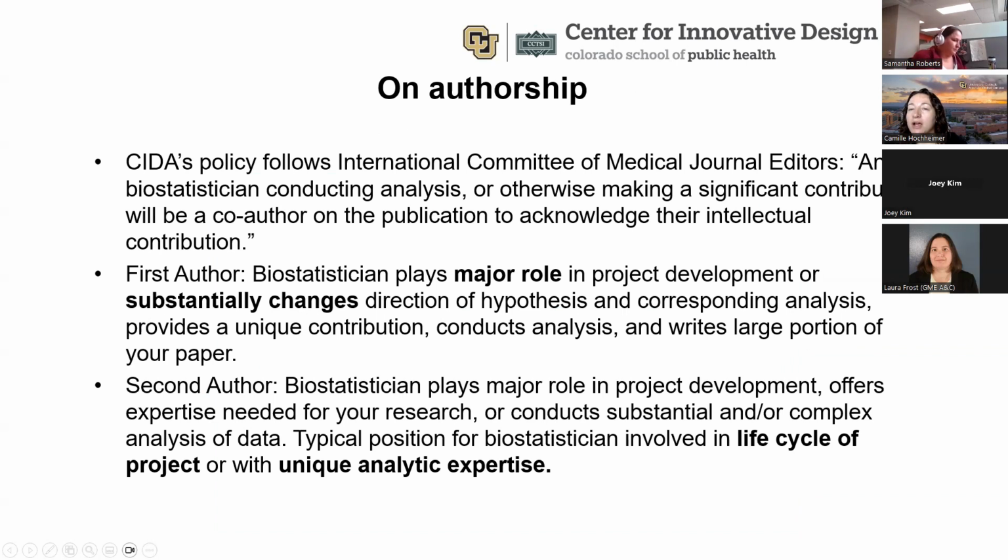So I talked a little bit in the expectations section about authorship, and I think it's helpful to go through what the expectations are from the statistician's point of view for authorship. So our policy follows the International Committee of Medical Journal Editors, ICMJE. Basically, any biostatistician that conducts analysis or makes a significant contribution is going to be a co-author on the publication to acknowledge their intellectual contribution.